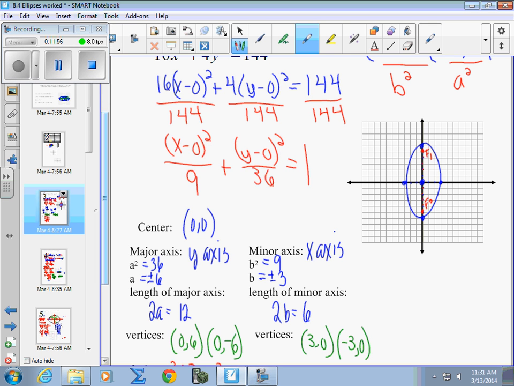As the focus gets closer and closer to an endpoint, the ellipse gets skinnier and skinnier. As the focus gets closer and closer to the center, it becomes more like a circle. A circle is an ellipse where A and B are equal. So let's look at another one.